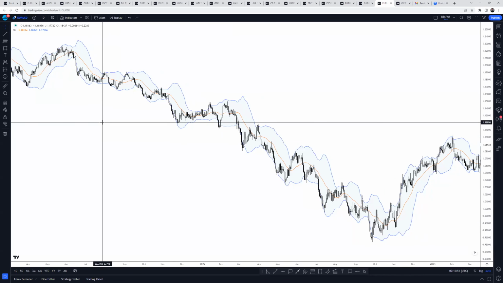Now, for one second, guys, I just need to make sure I have this other chart on. I'm sorry about this. There should be another chart. Just bear with me, guys. I apologize about this.